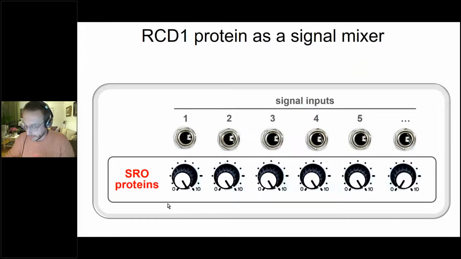Which brings me to the last but one slide, where I developed that idea of electronics. I also took the liberty of saying SRO proteins in general instead of writing RCD1. So we think that inside the nucleus, we have signal inputs from many different transcription factors and many different signaling pathways, including organelles, photoreceptors, and so forth. And SRO proteins act as signal mixers that fine-tune the signal from each of these inputs to generate the consensus output on gene expression.